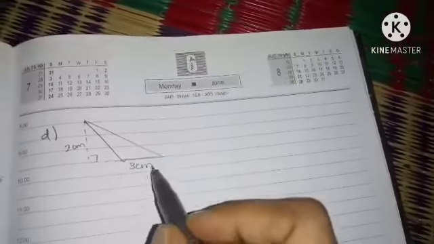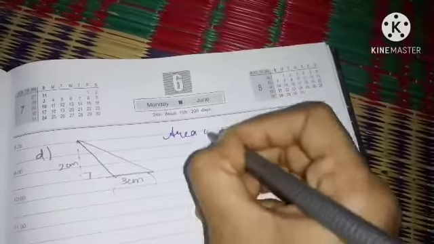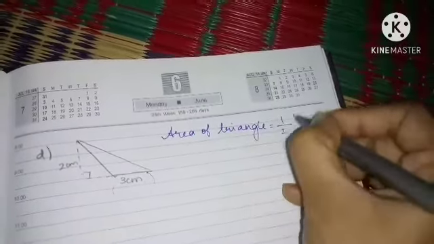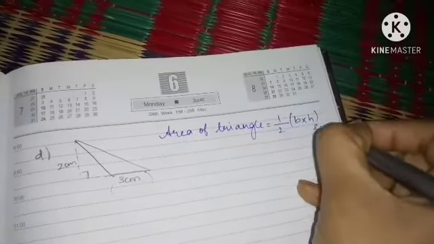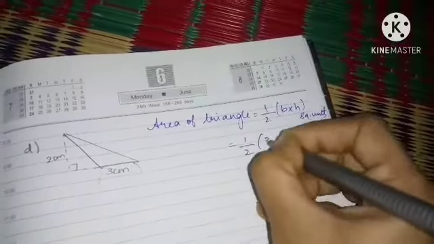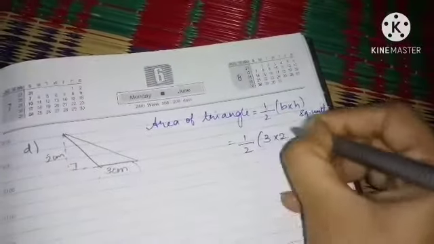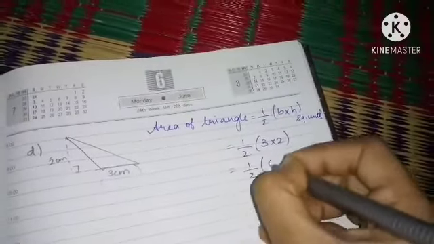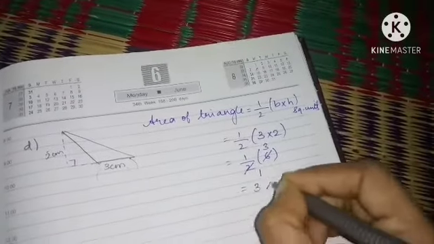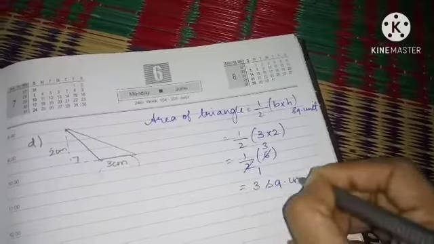Next is your D problem. So here what is the base? 3. What is the height? 2. So area of triangle is equal to half into base into height, square units. So 1 by 2, base is 3, height is 2. So 1 by 2 into 3 2s are 6. 2 1s are 2, 2 3s are 6. So 3 square centimeter is the area of the triangle.